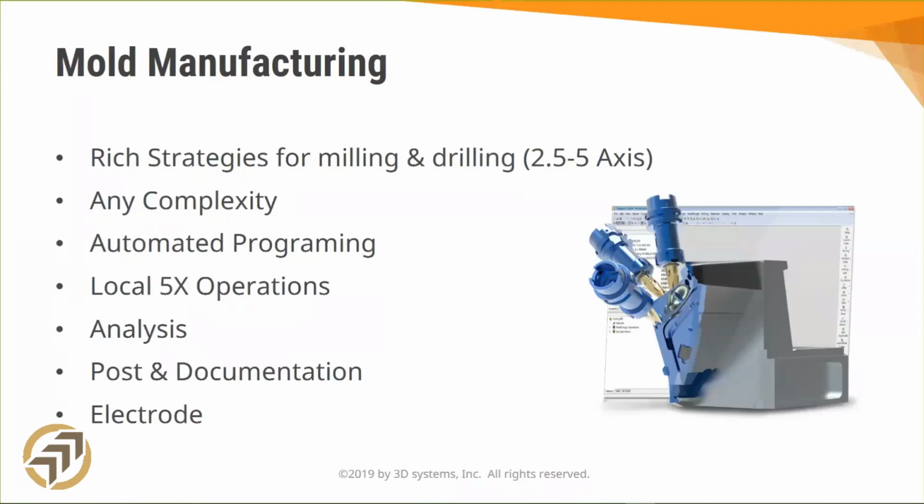It has automation for fast programming, simulation tools to catch potential errors before they reach the machine, and a powerful electrode design and manufacturing application. So now, let's see some examples of how Cimatron really works.